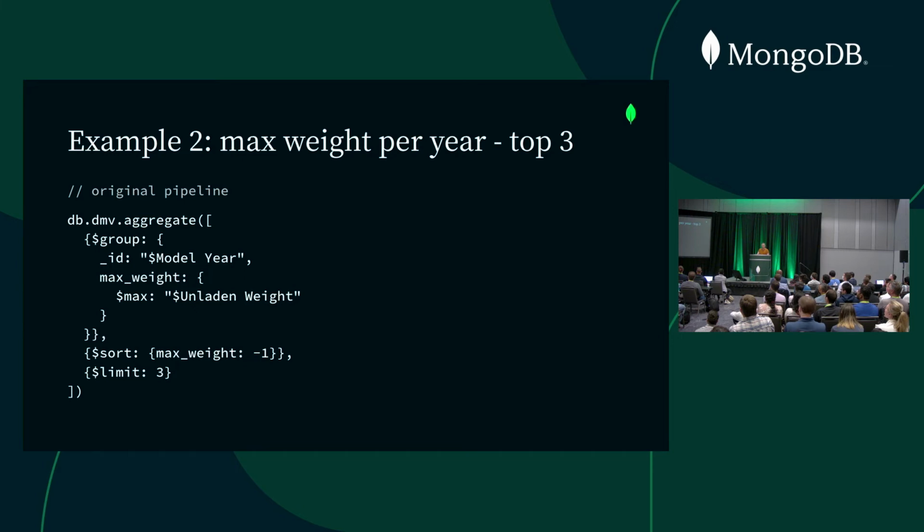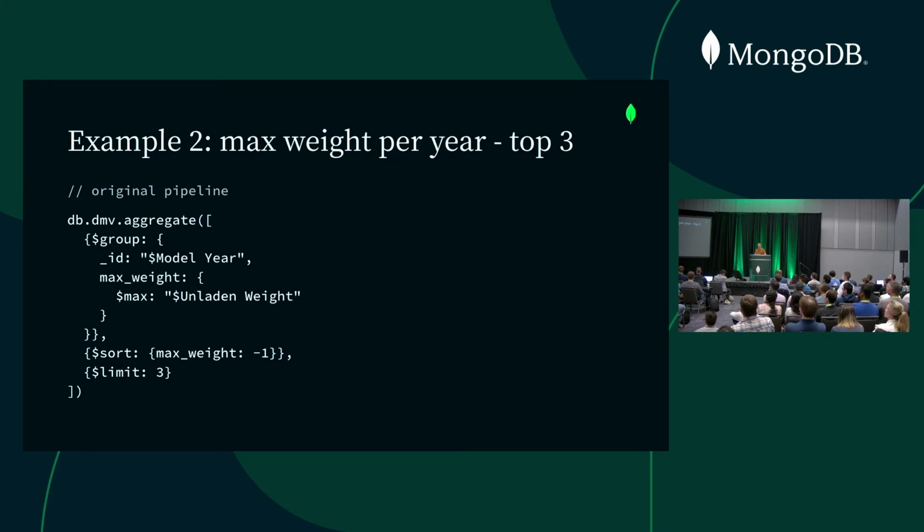So here's a second example, a bit more complex. Now I'm interested in the heaviest vehicle registration for each year. Yeah, the maximum of that weight field. Then I sort that in descending order, and then I just want to see the top 3 years with the heaviest vehicles. This is the original pipeline.